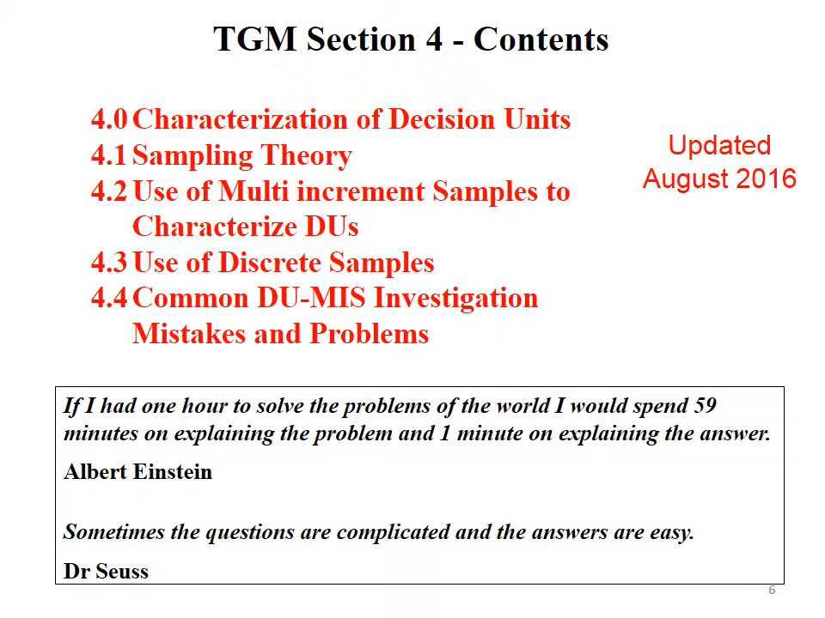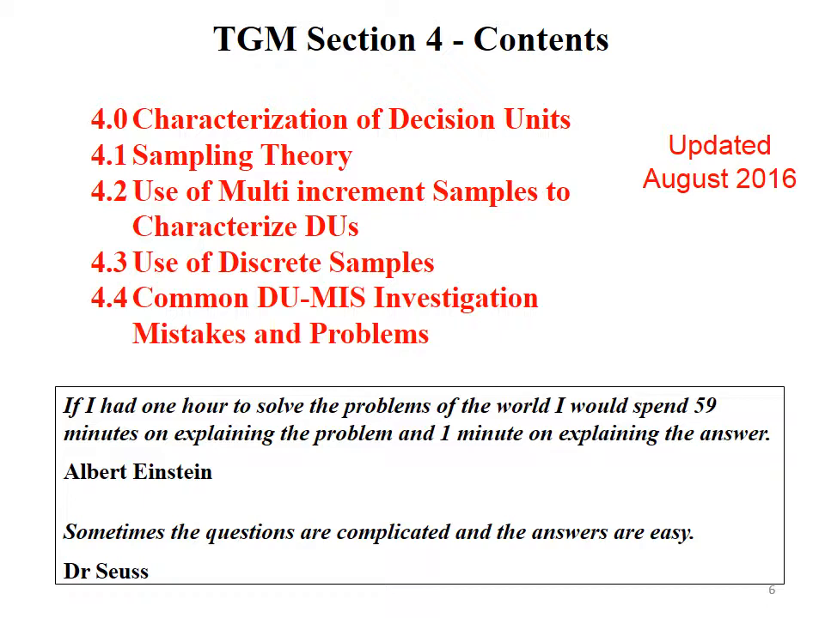We also have a section where we discuss the use of discrete samples to initially screen a site and help designate decision units. They can still be very useful. And in the last section, we talk about common DUMIS investigation mistakes and problems. I'm not going to cover that today. John's going to include that at the end of his presentation tomorrow, or in part 4. There's also a lengthy discussion of this in our guidance manual.